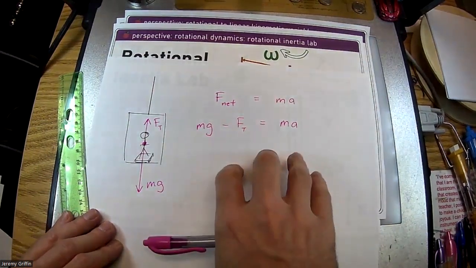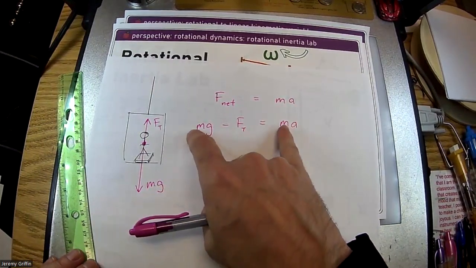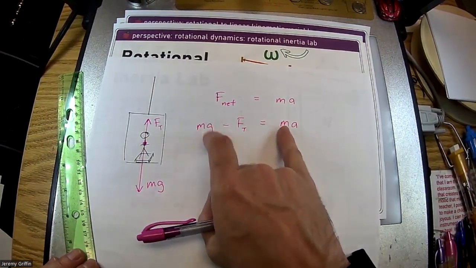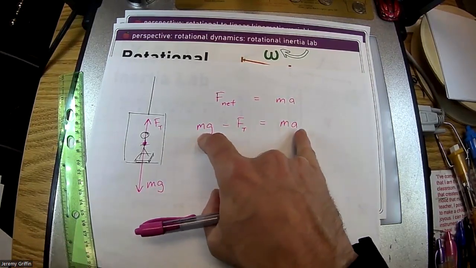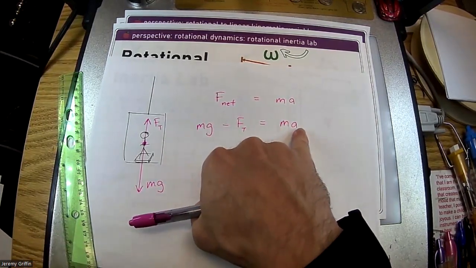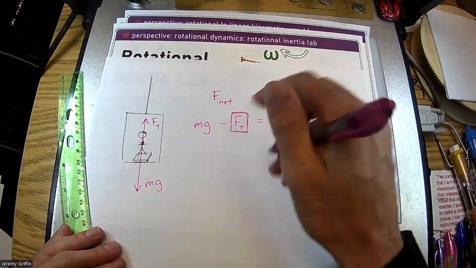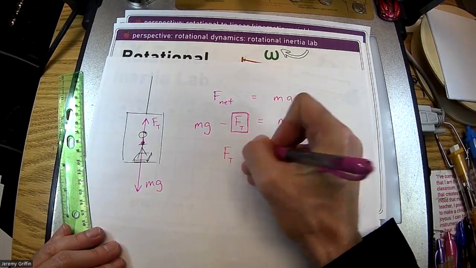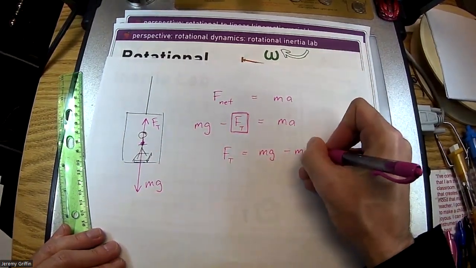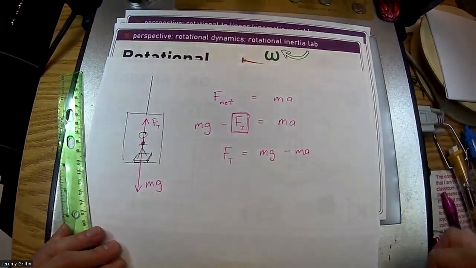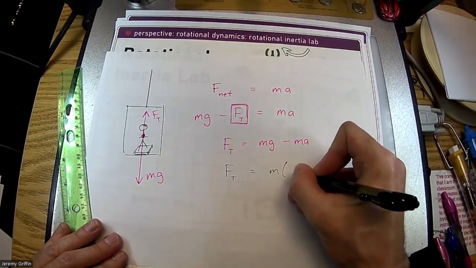And if I make a connection to the lab that we're about to do, you'll have mass at this point. We're going to assume a value for gravity free fall, let's call it 9.8 meters per second squared. At this point in the lab, you would have calculated the linear acceleration. So we're trying to figure out what is the tension force. If I rearrange that, tension force equals mg minus ma. If you like, you could factor out the mass, and the tension force in the string is m times (g minus a).